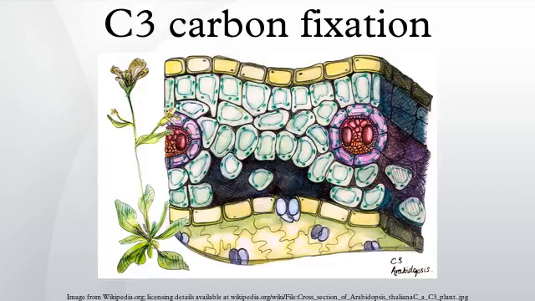C3 carbon fixation is one of three metabolic pathways for carbon fixation in photosynthesis, along with C4 and CAM. This process converts carbon dioxide and ribulose bisphosphate into 3-phosphoglycerate through the following reaction: CO2 plus RuBP yields 3-phosphoglycerate. This reaction occurs in all plants as the first step of the Calvin-Benson cycle.